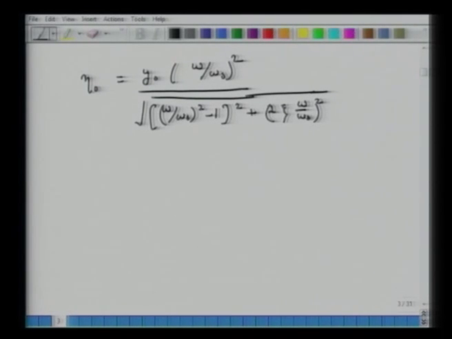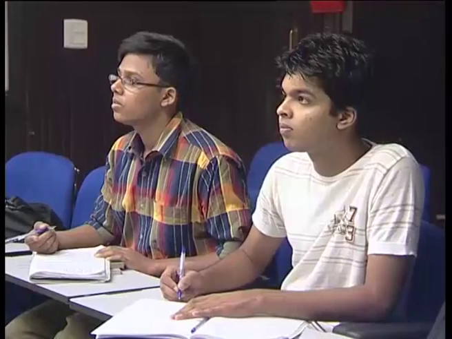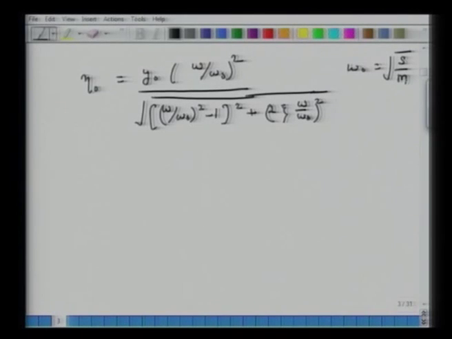So I understand that I have skipped a few mathematical operations. If you remember, in one of the very early lectures we had said that there is a critical damping that is associated with this. And omega naught is essentially the square root of stiffness over mass. Okay. So what I have here is an expression of eta naught and y naught in terms of omega, and this factor which relates to damping.